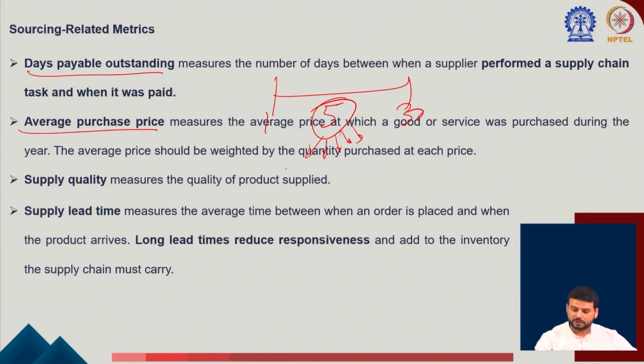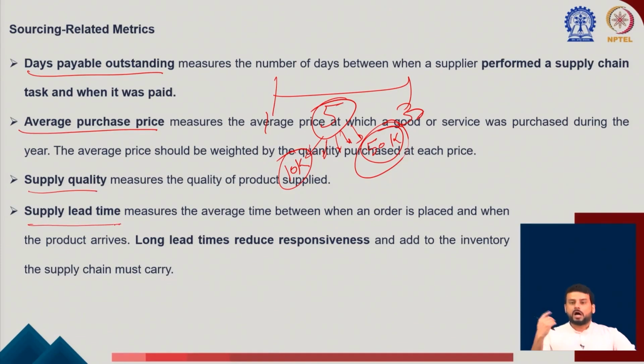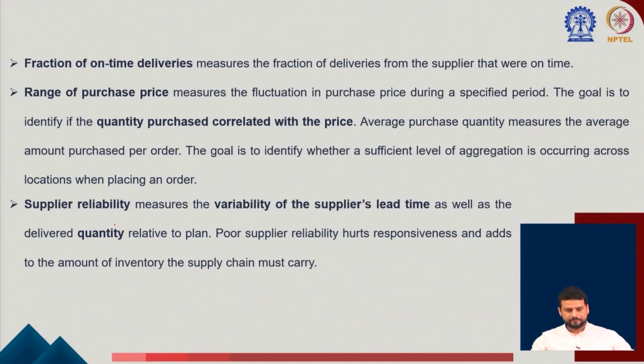So maybe in one lot you purchase 10,000 items, in another lot you purchase 50,000 items. So you will see what the average price is, whether you negotiated for the large lot. So this you need to track. If you are placing orders in bulk, you should be able to negotiate. Supply quality: on a sampling basis you are checking whether the quality of the raw material or the finished goods coming is okay or not. Supply lead time: how much lead time is there. If your supplier is taking a long lead time after you place the order, that means he is not responsive, he may be working on efficiency, and vice versa.